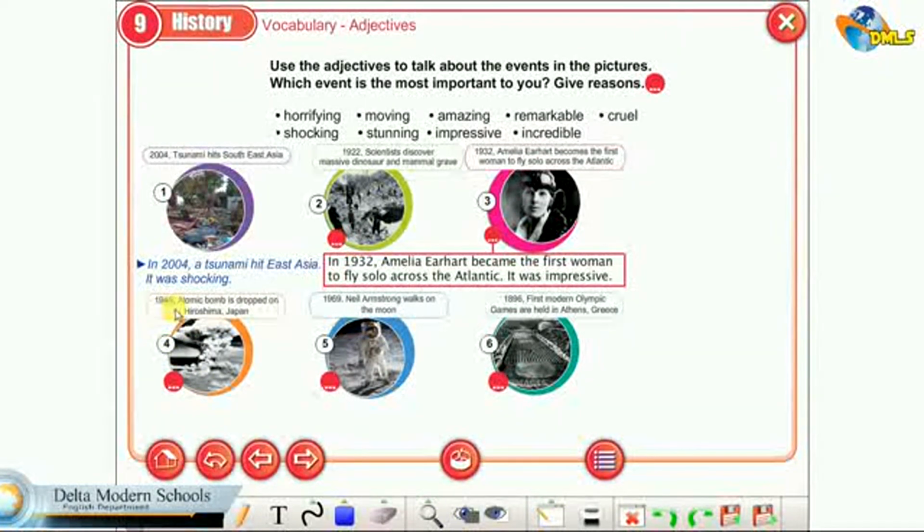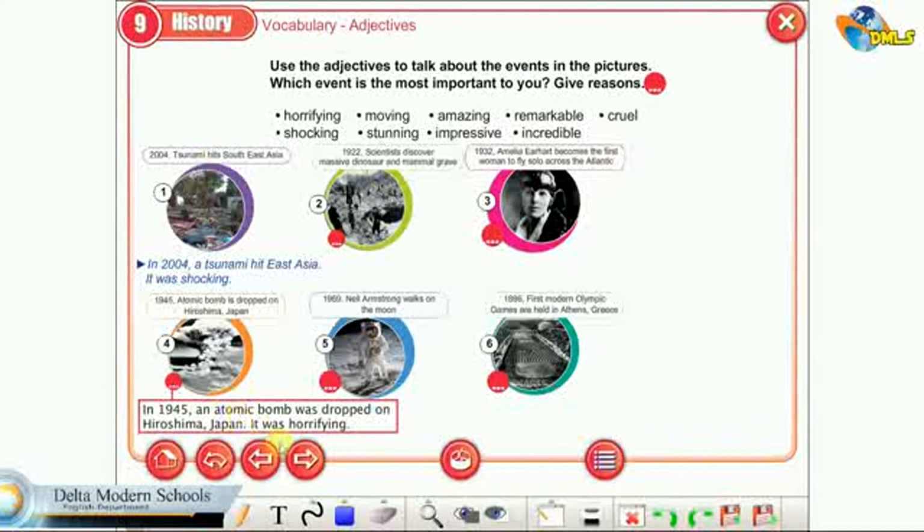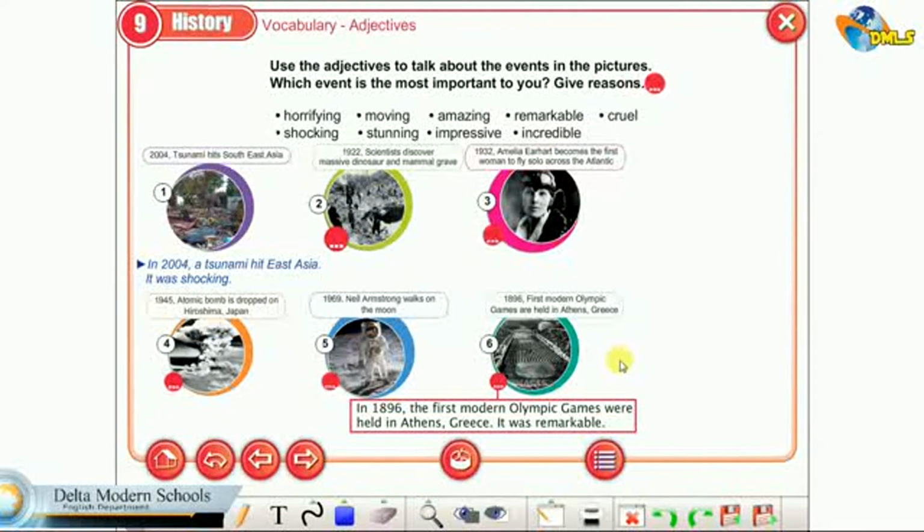Now, number 4. In 1945, an atomic bomb was dropped on Hiroshima, Japan. How do you feel? Oh, it was horrifying, of course. In 1969, Neil Armstrong walks on the moon. Okay, I think it's something incredible, right? Yes. Okay, in 1896, the first modern Olympic Games are held in Athens, Greece. How can you describe it with one adjective? Okay, it was remarkable, right?